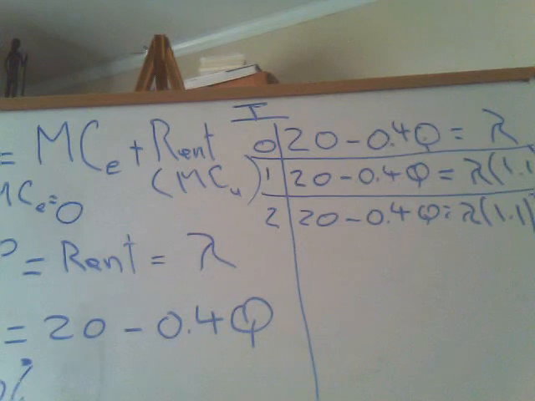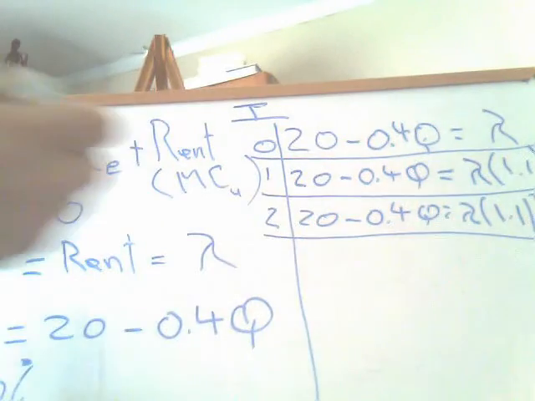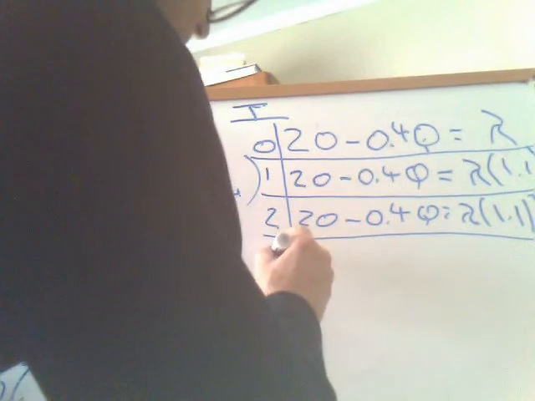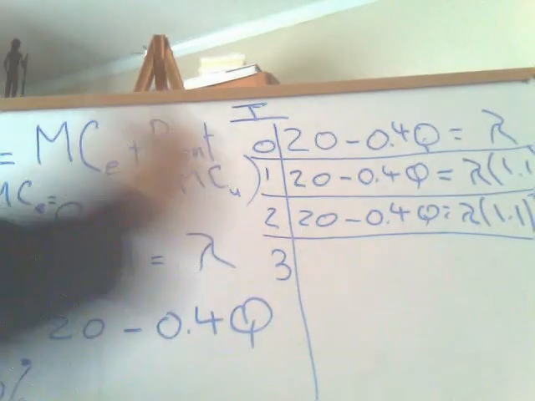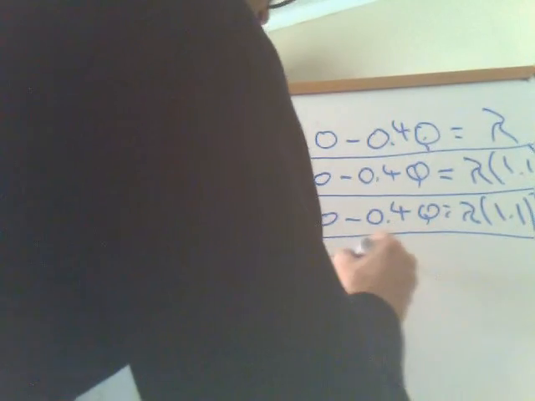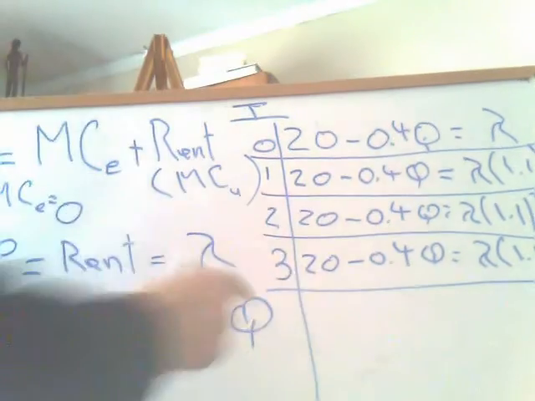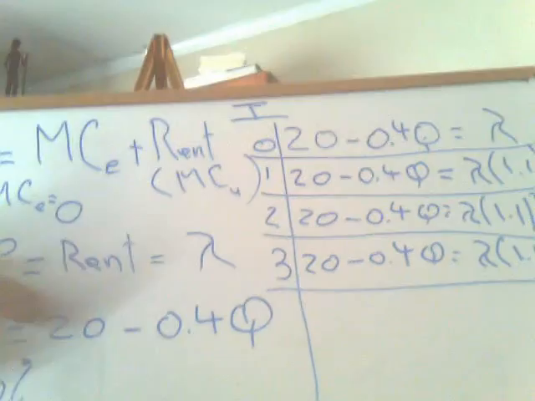I hope right now that the pattern is clear for all of you. But just in case it isn't, let's just do one more. In this next period, it's going to be 20 minus 0.4 Q is equal to lambda into 1.1 cubed. And then 1.1 to the power 4, 1.1 to the power 5, 1.1 to the power 6, and so on and so forth.